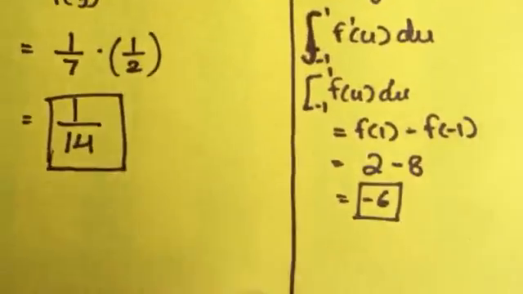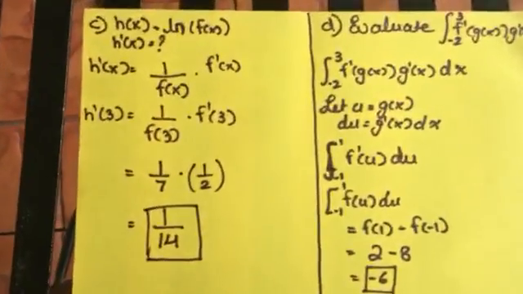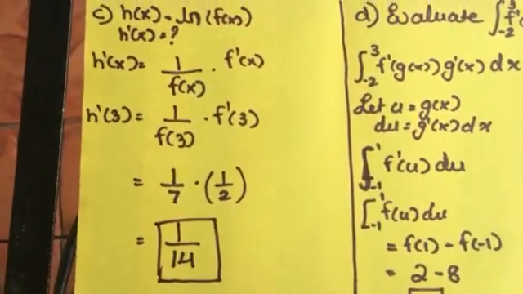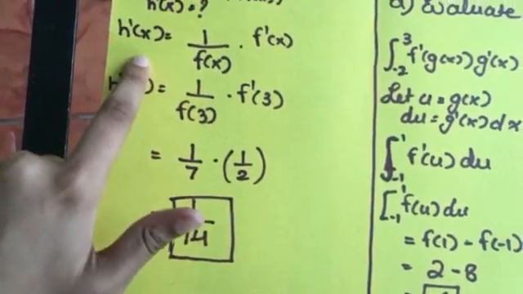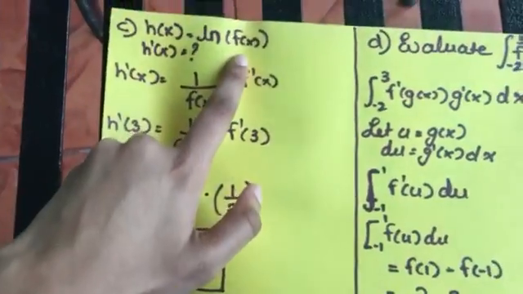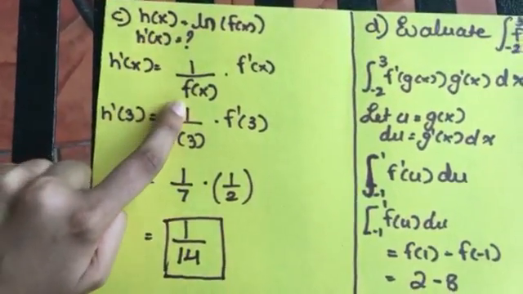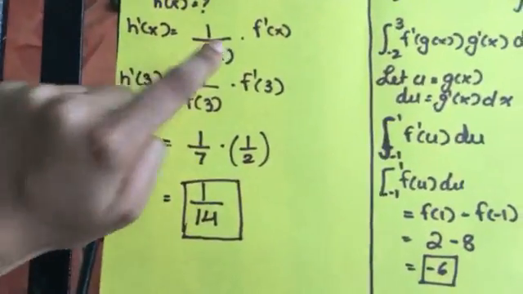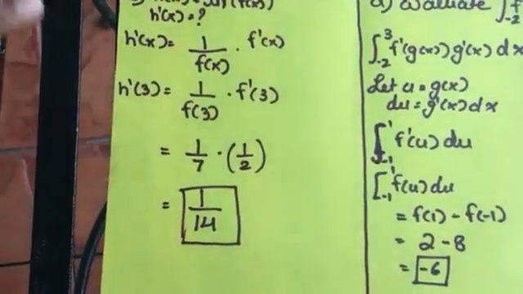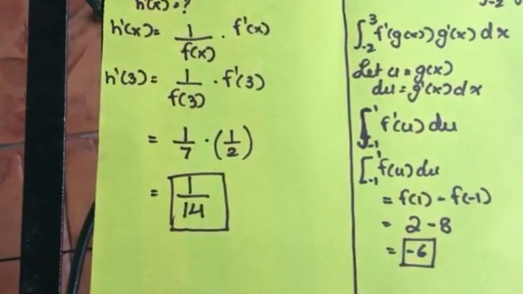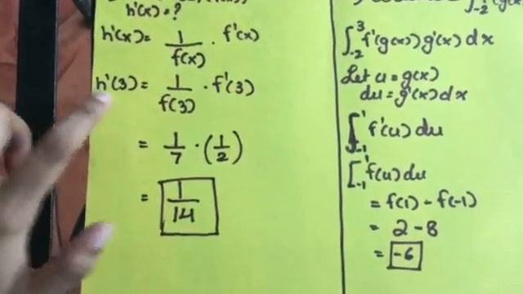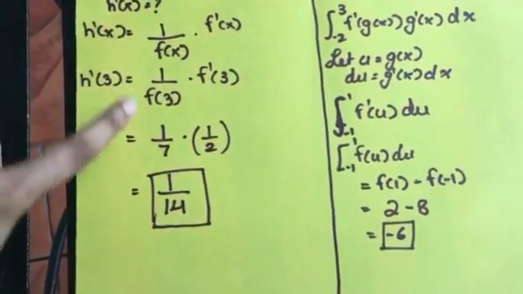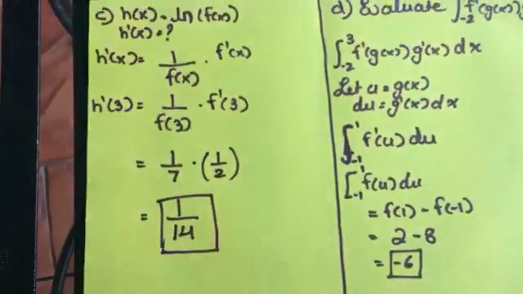Since they say h of x equals ln of f of x, and they want h prime of 3, first you're going to find h prime of x. So h prime of x equals the derivative of ln of f of x, which is just 1 over f of x, but remember, we're never done, so you multiply that by f prime of x. Now you evaluate that function for h prime of 3. You plug in 3 wherever you see an x. So 1 over f of 3 times f prime of 3.